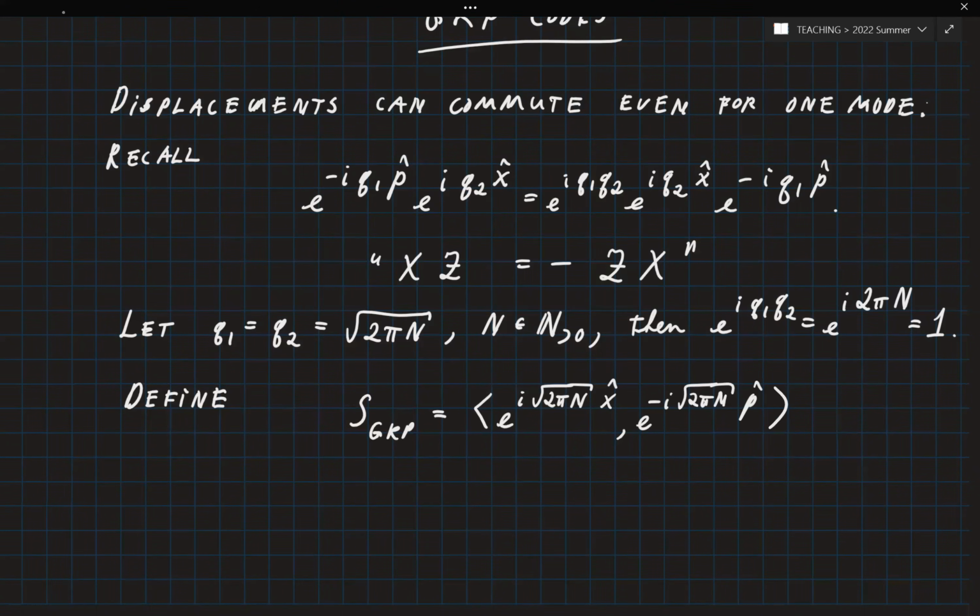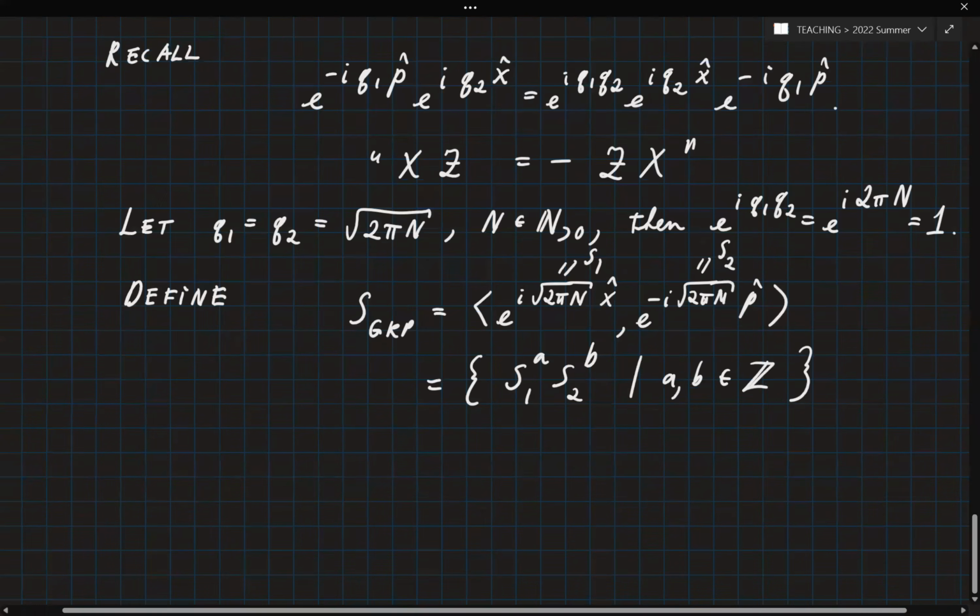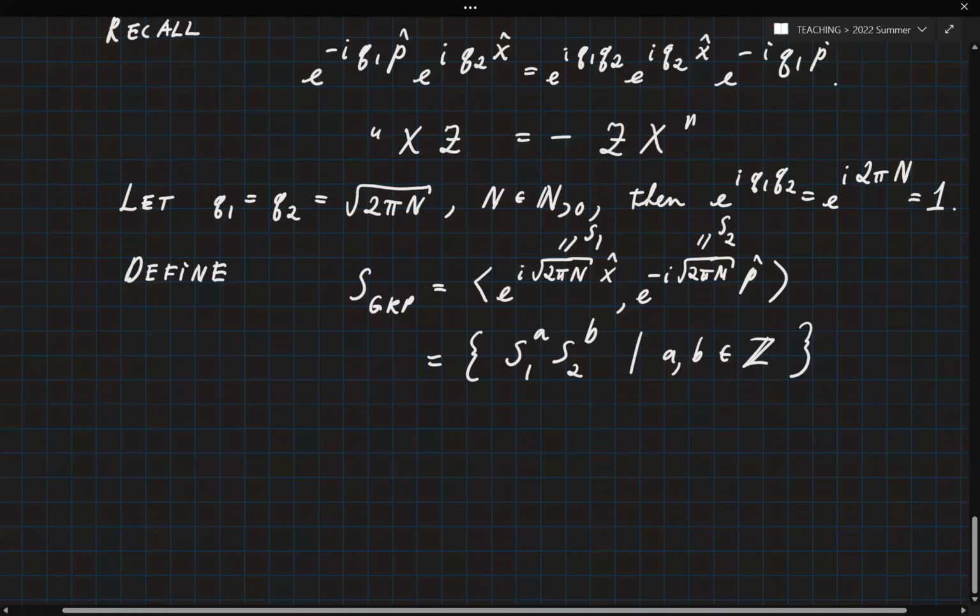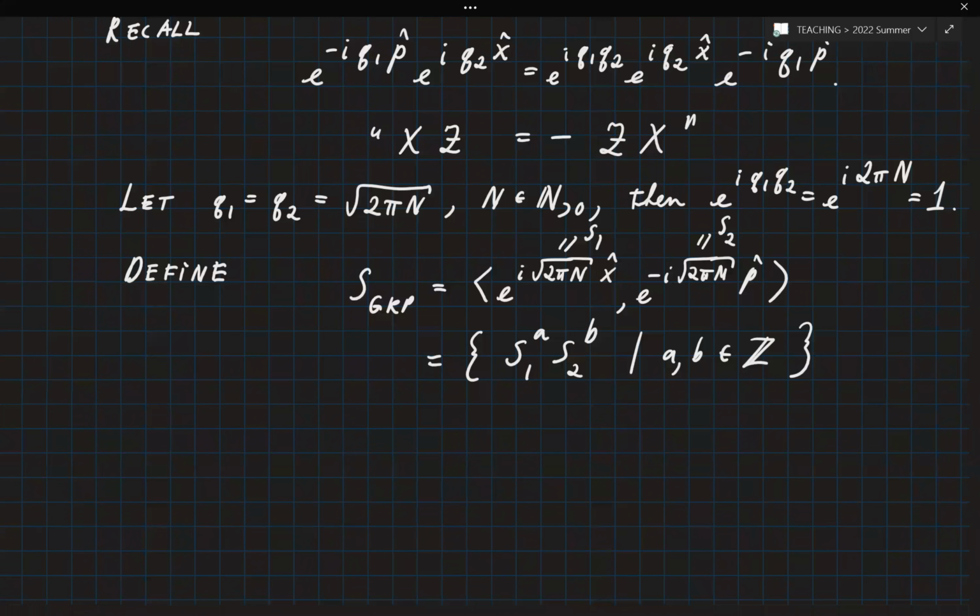It's generated by these two elements, namely, it's all the powers. Let's call this S1, this S2, and it's the set of all powers of products of these elements. And now the powers that we're allowed to take, such that these things still commute, are just integer powers of these displacements. Because if you don't do integers, then the commutation relation won't work anymore.